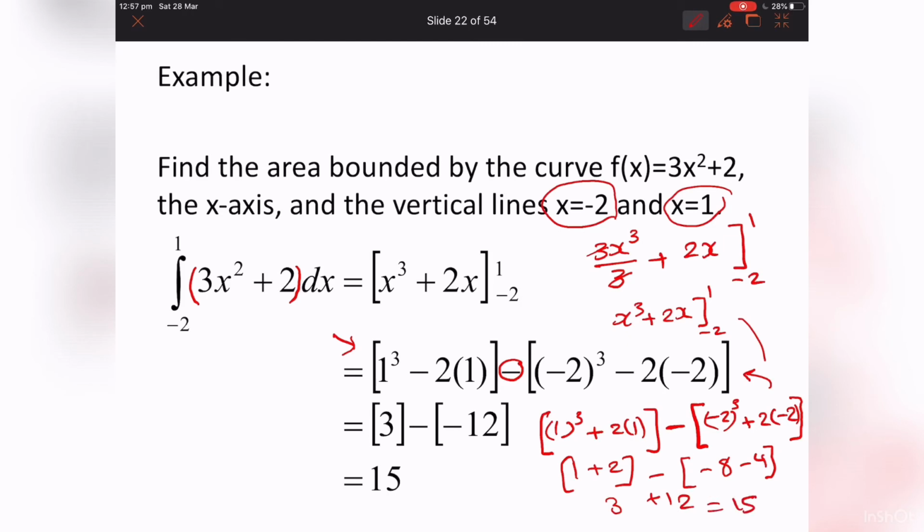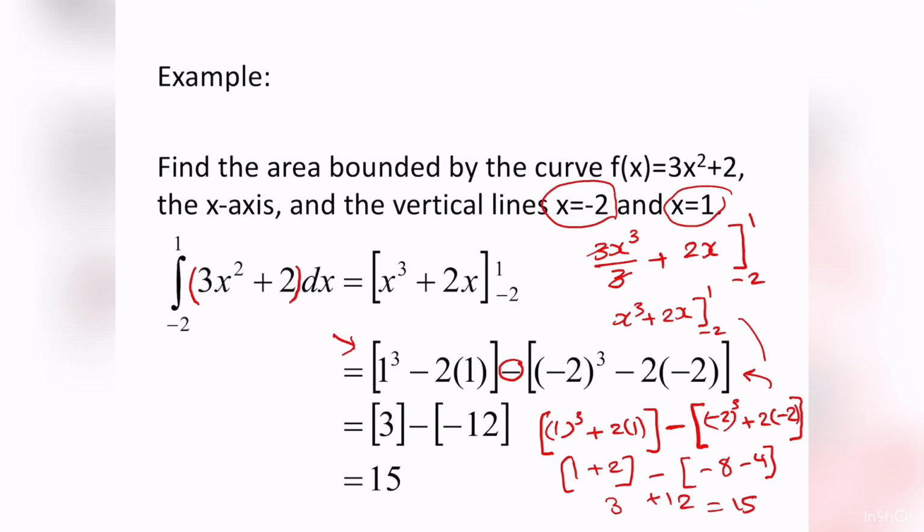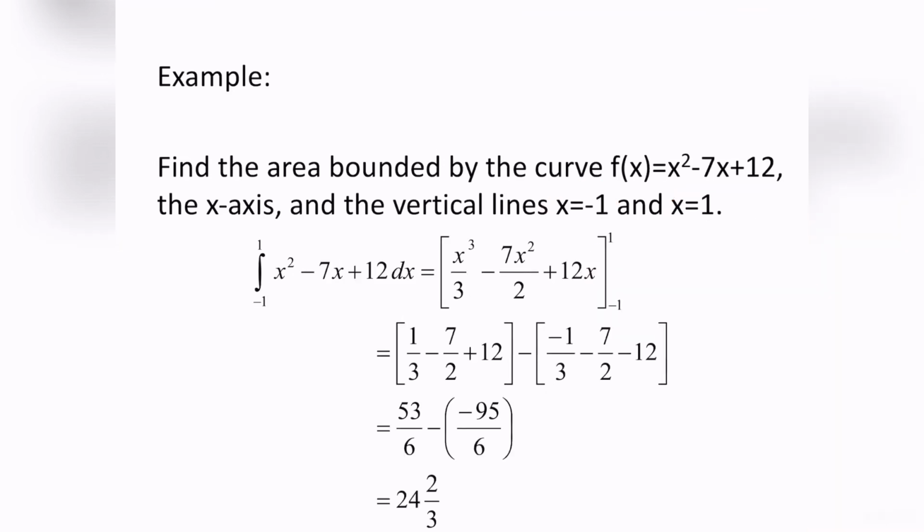Right? Next example, we have find the area bounded by the curve f(x) = x squared minus 7x plus 12, and the x-axis and the vertical lines where x equals minus 1 and x equals 1. So the lower limit is minus 1 and the upper limit is 1. In this case, again, we have 3 terms added together, so we can just do the basic integration.